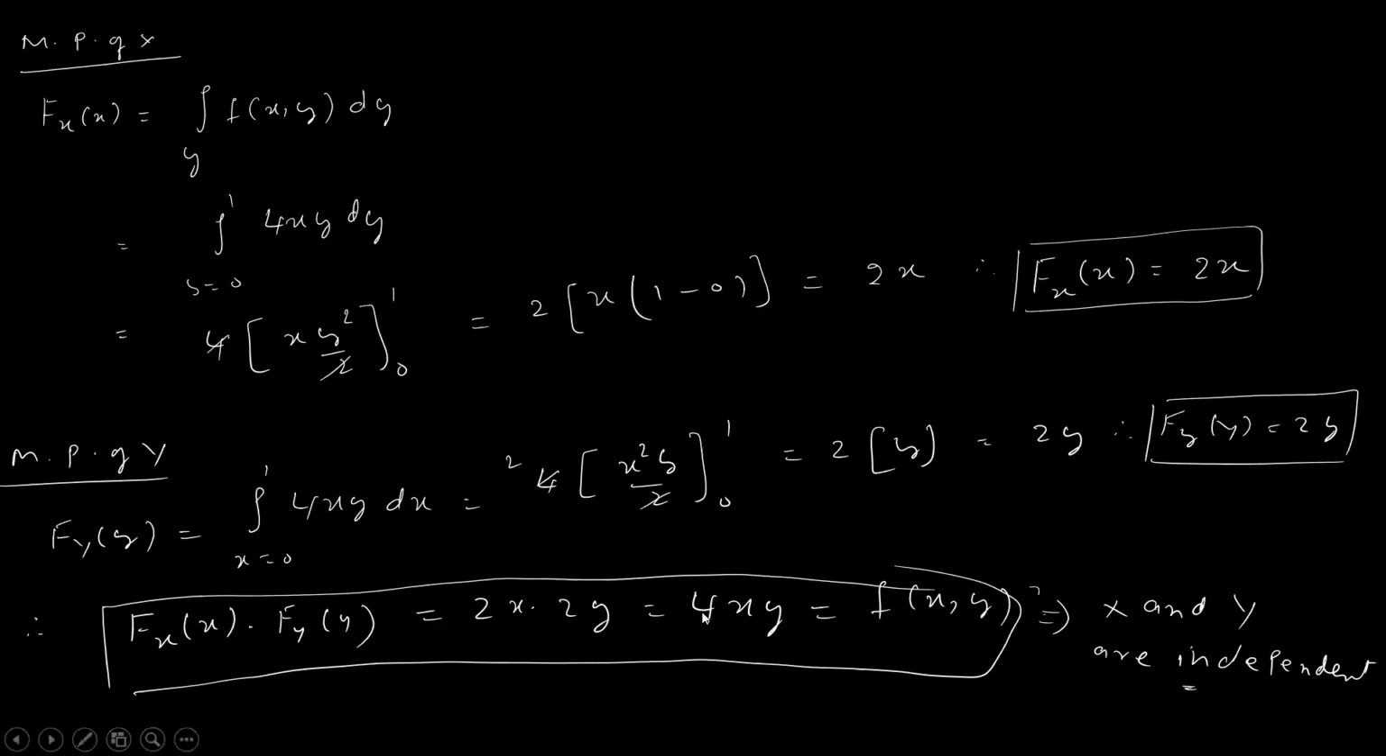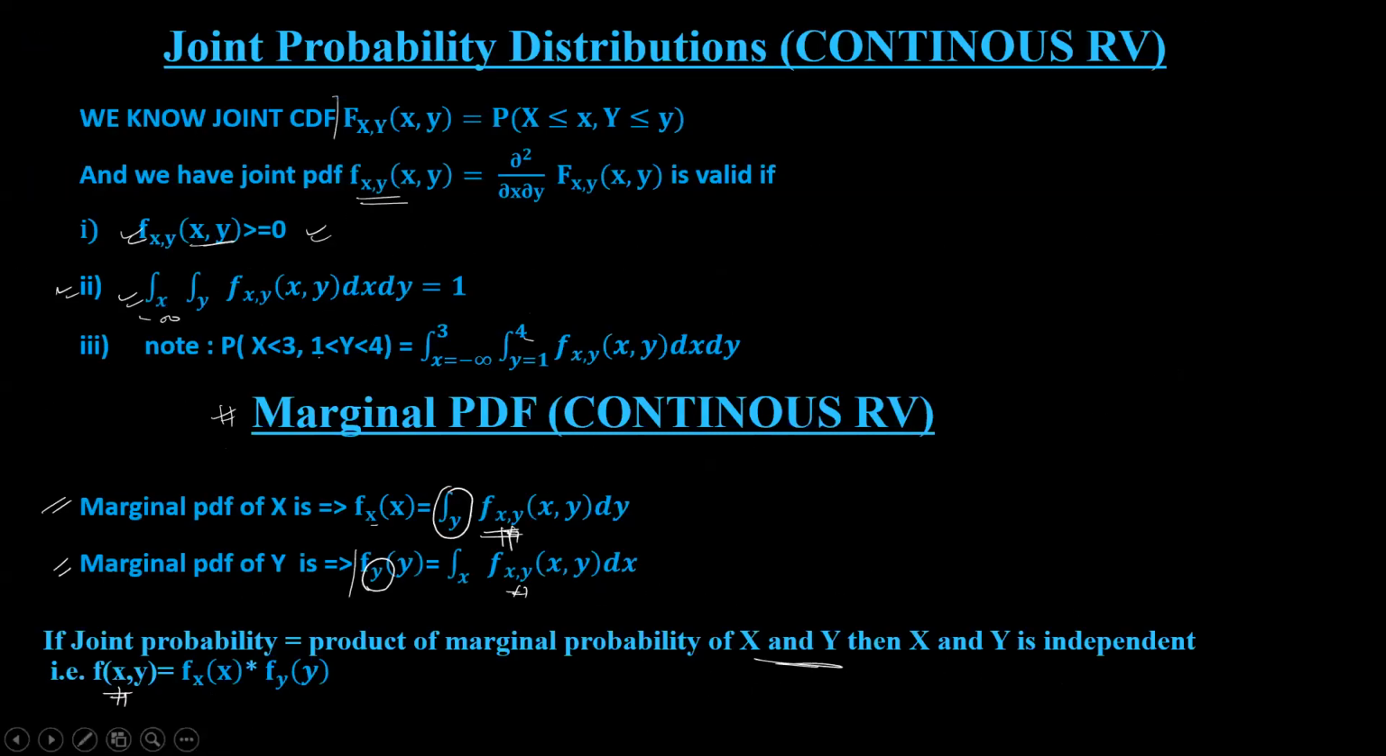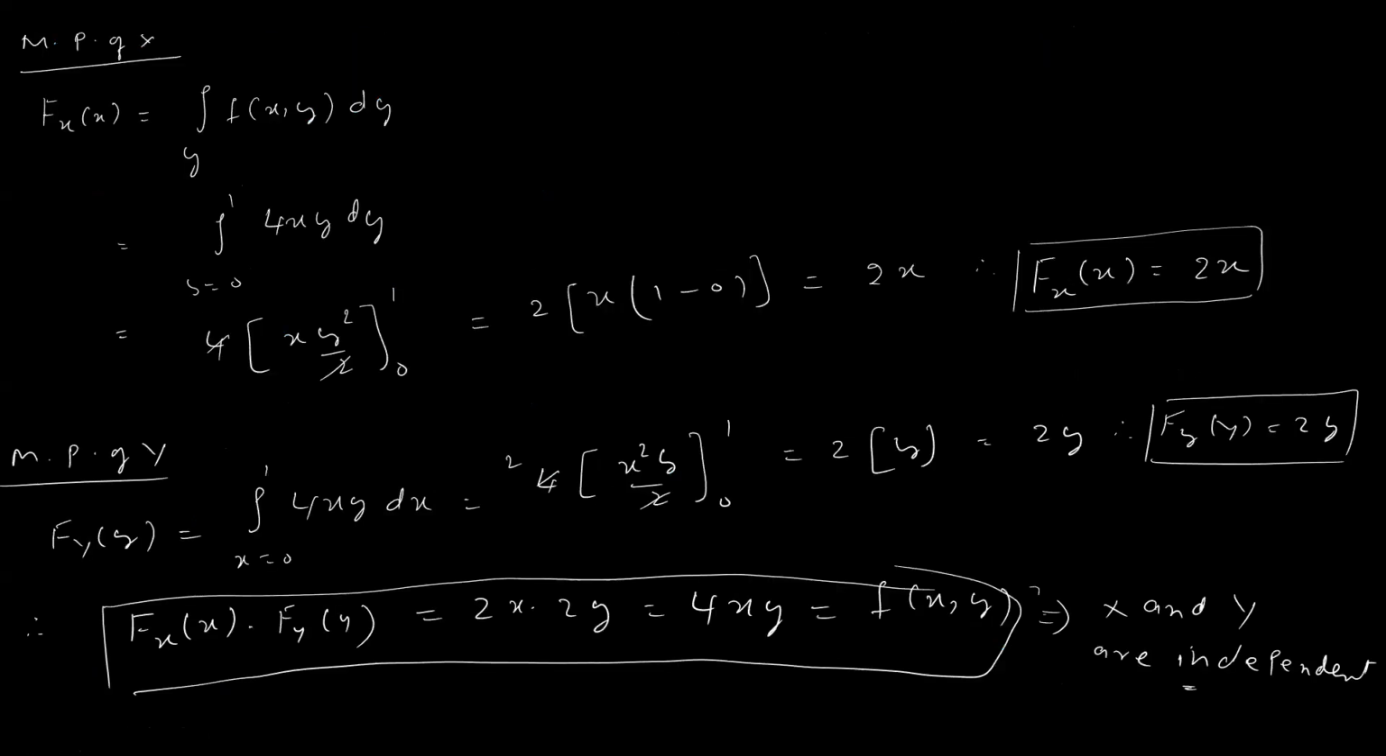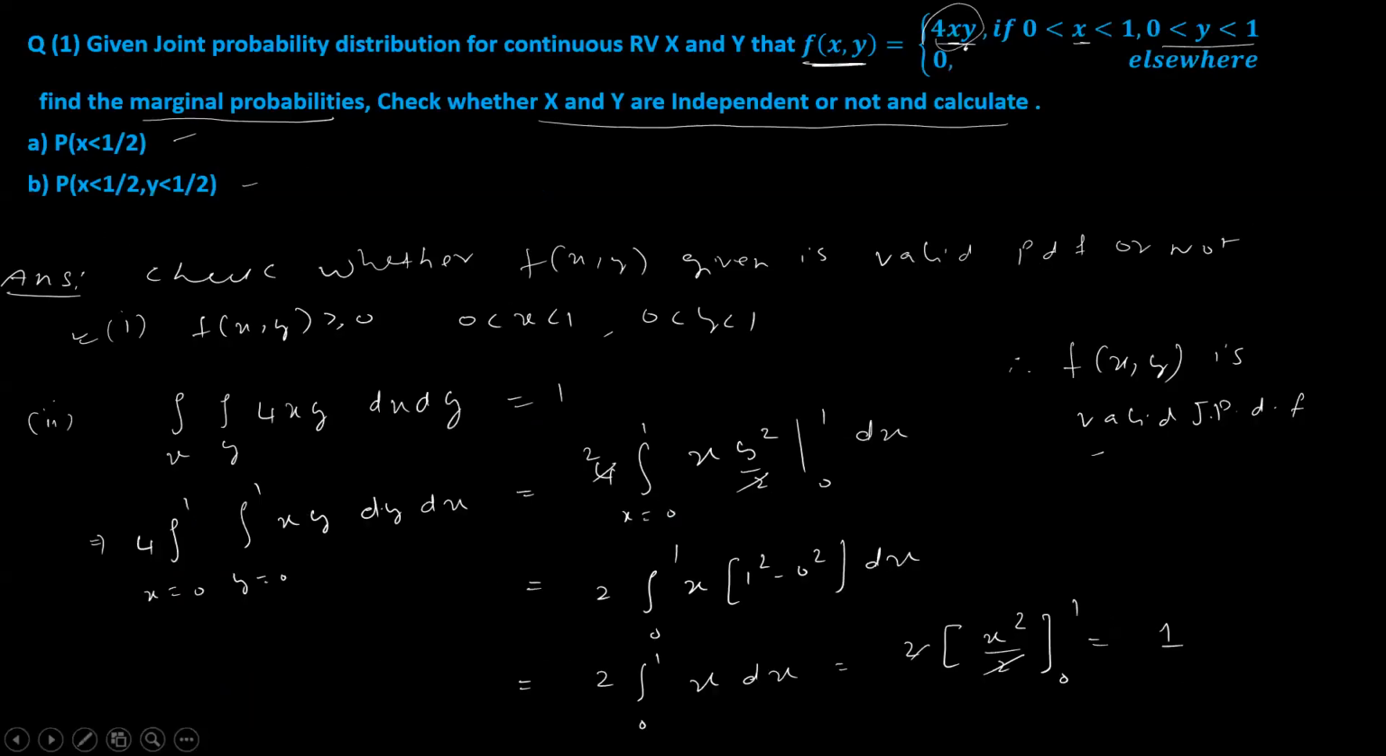Okay, you can see here the independence condition I put. If you just take the product of the marginal probability of x and y, and if it is the same as the given density function, then it is independent. So yes, f of xy is 4xy, it's given here, and the marginal probabilities we have got are 2x into 2y. When I multiplied, I got 4xy, which is the same as f of xy. Then it means x and y are independent. What else do I have to answer?